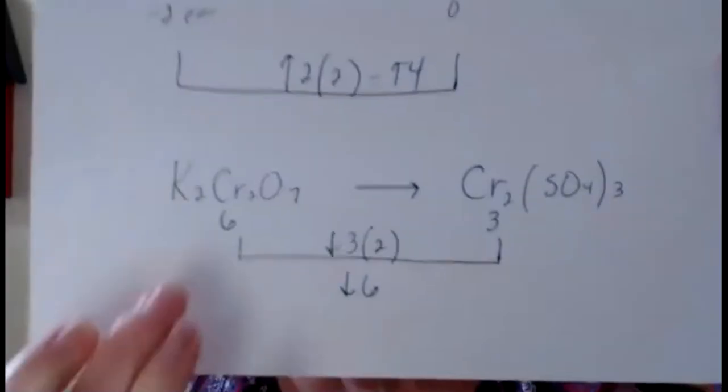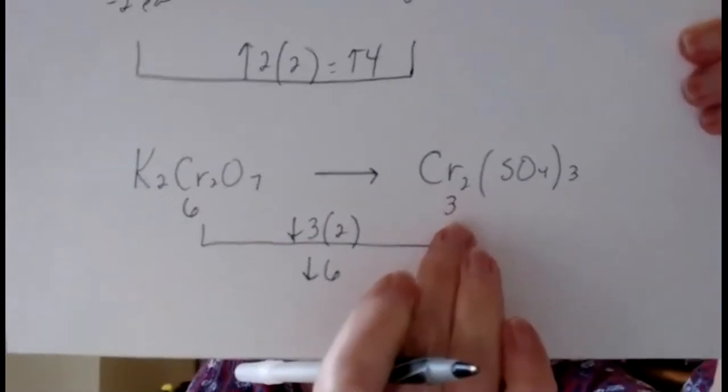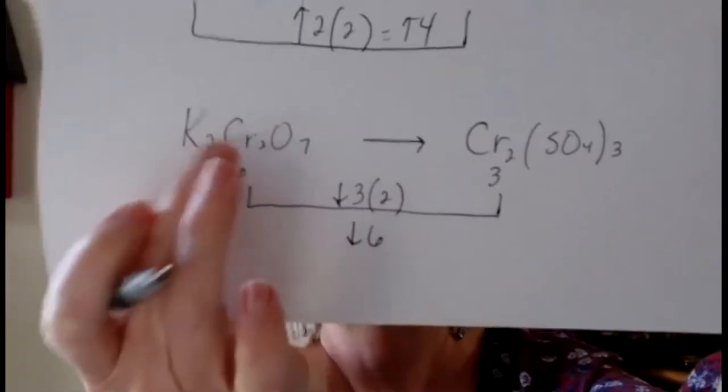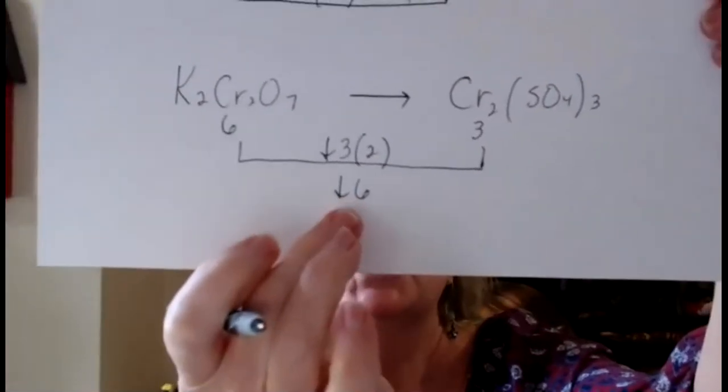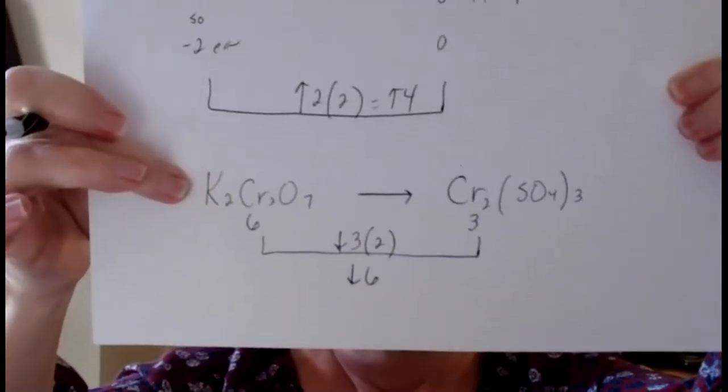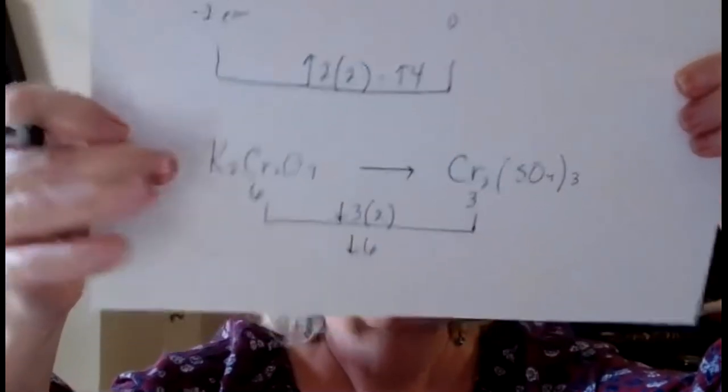Okay, now, the other thing that changed was the chromium. So let me write that down. Again, it's just the species changing because I don't have room on my paper to do all of it. So chromium went from 6 to 3. That's down by 3, but there's 2 doing it, so that's a down by 6. So that is a reduction. So this is the oxidant.